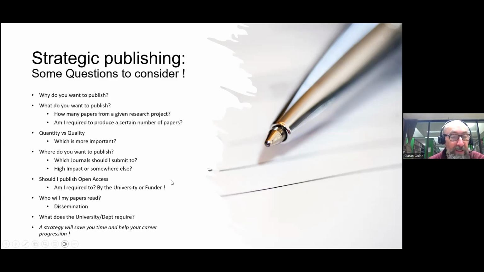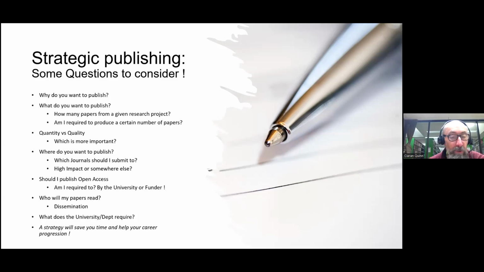Should you publish open access? So are you required to, for example, by the university or funder? And as I'll get on to, there are lots of good reasons other than that to publish open access, but increasingly there is a mandate now when you get funding to publish your paper as open access. Who will read your paper? So dissemination. How do you increase the readership of your papers? How do you increase the spread of people who actually have contact with your paper?